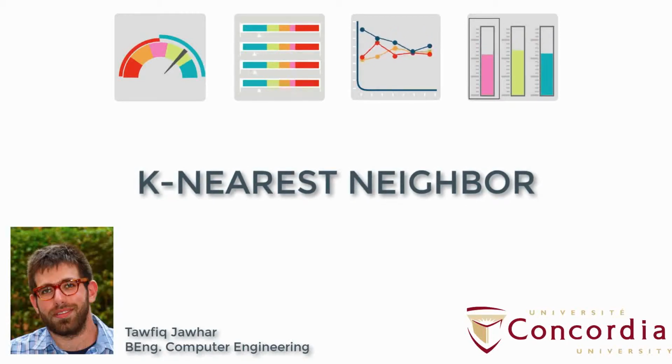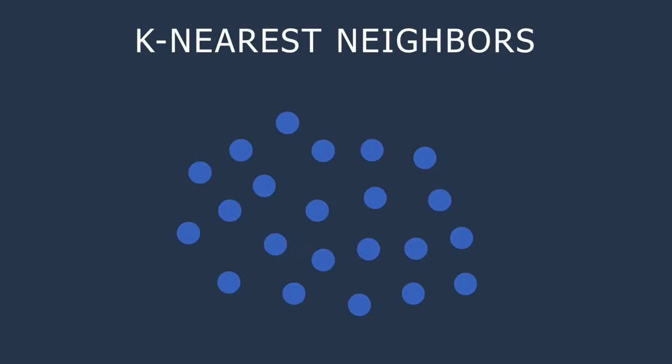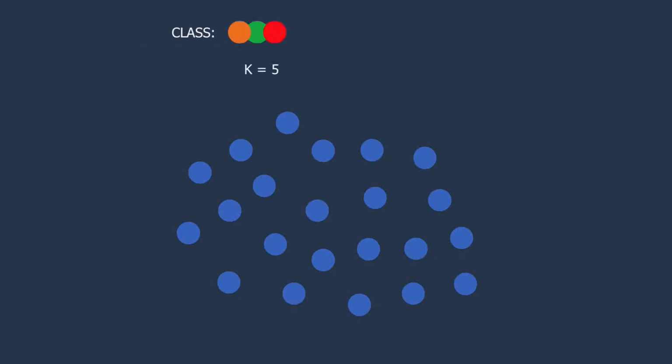K-nearest neighbor is the first supervised classification method we will look at. This algorithm is simple. In this example, we have three classes: orange, green, and red. This algorithm requires a parameter k, which represents how many data points we will be looking at in order to classify a new point. For this example, we will choose k to be 5.